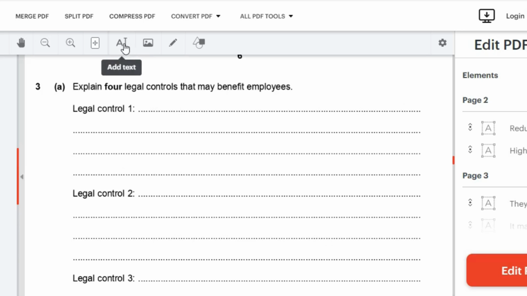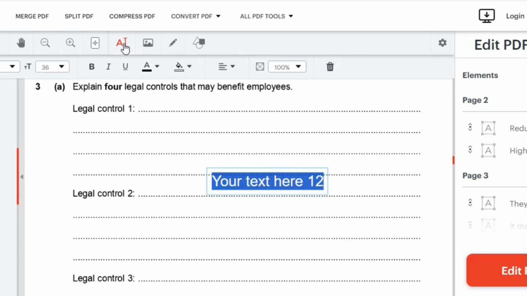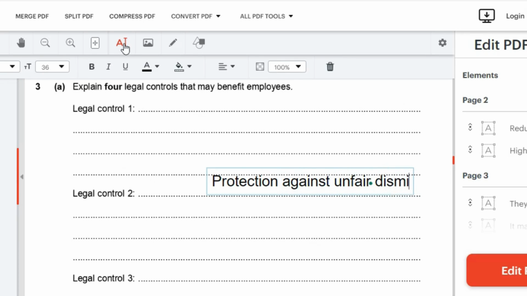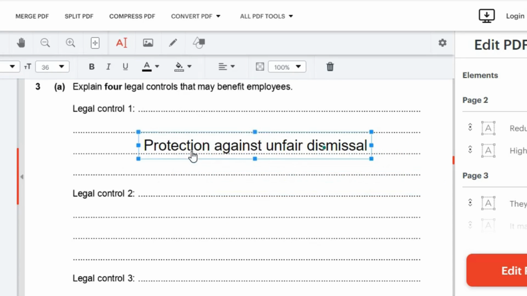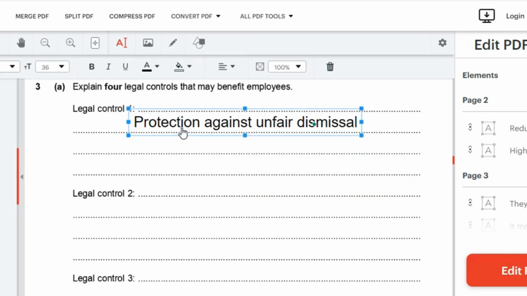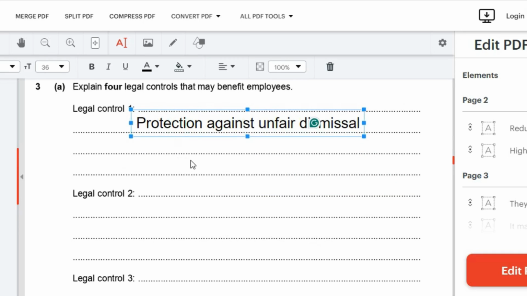The first legal control I would like to mention here is protection against unfair dismissal. Of course, how does this serve as a legal control? That is, how does it serve as a law guiding an employee? Of course, having protection against unfair dismissal, the employee will have security of employment whenever they are working.